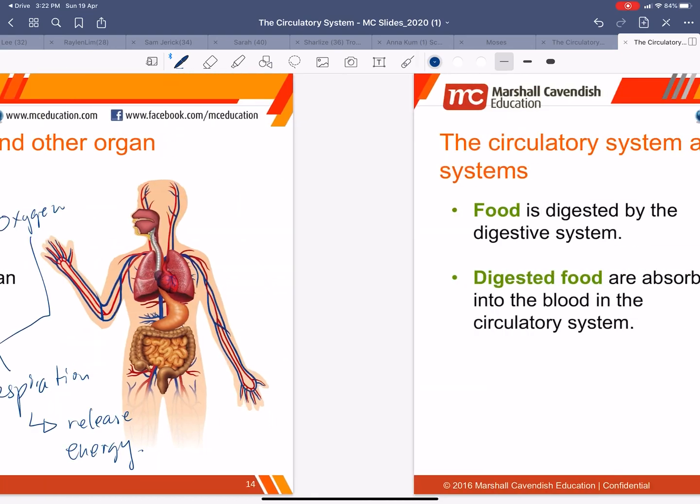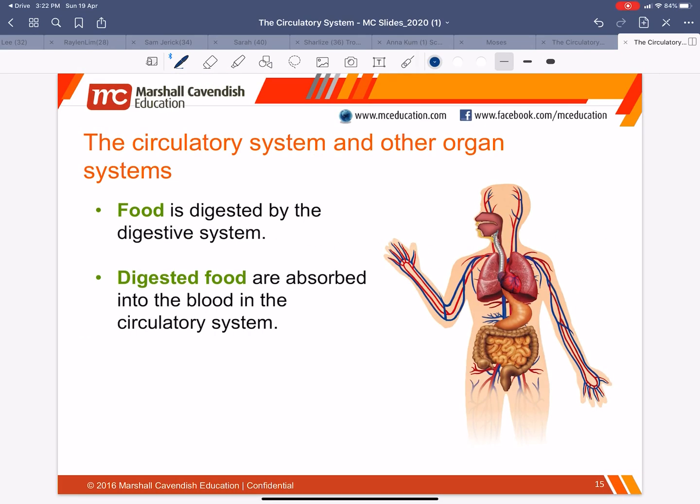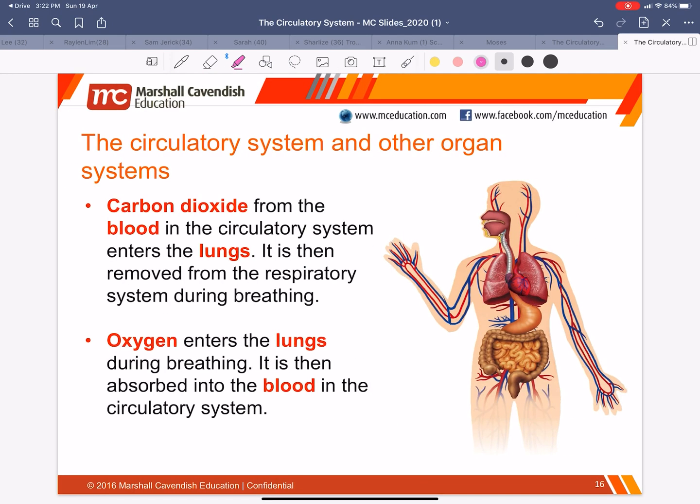So, moving on. So, as I pointed out previously, food is digested by the digestive system. Then your digested food is absorbed into the blood in the circulatory system, which would then be delivered to every single cell in the body. Okay? Now, at the same time, your circulatory system will also need to work with your respiratory system. Why? It needs to remove your carbon dioxide from the blood.